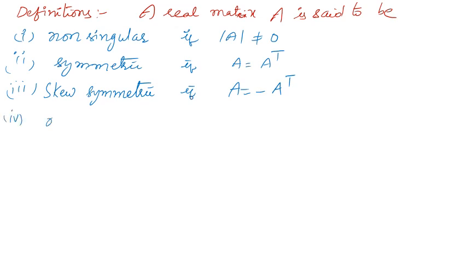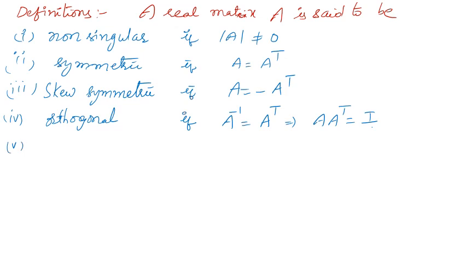Orthogonal matrix. Orthogonal matrix means what? If A inverse is equal to A transpose, that is nothing but A into A transpose equal to I.